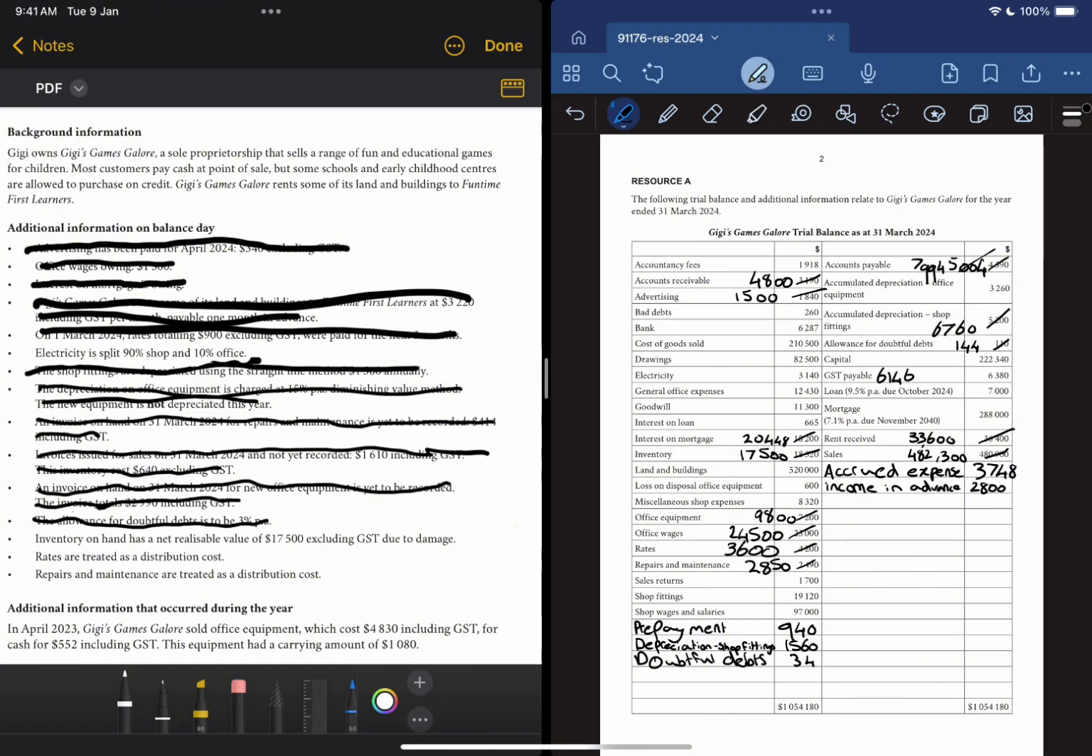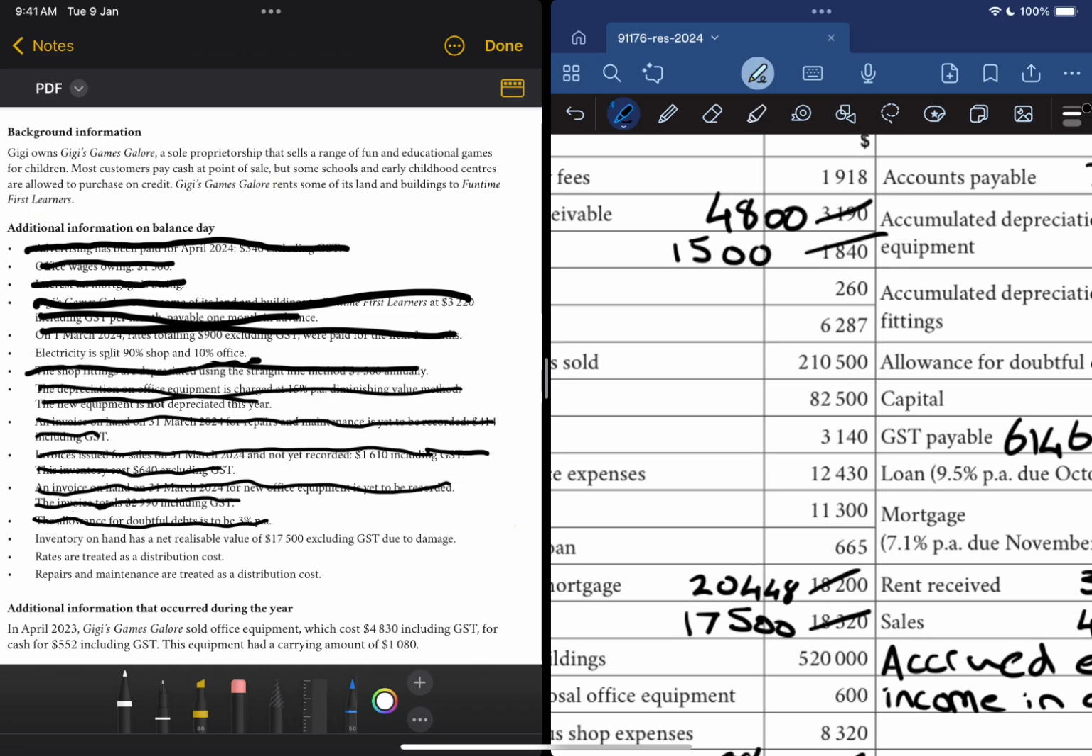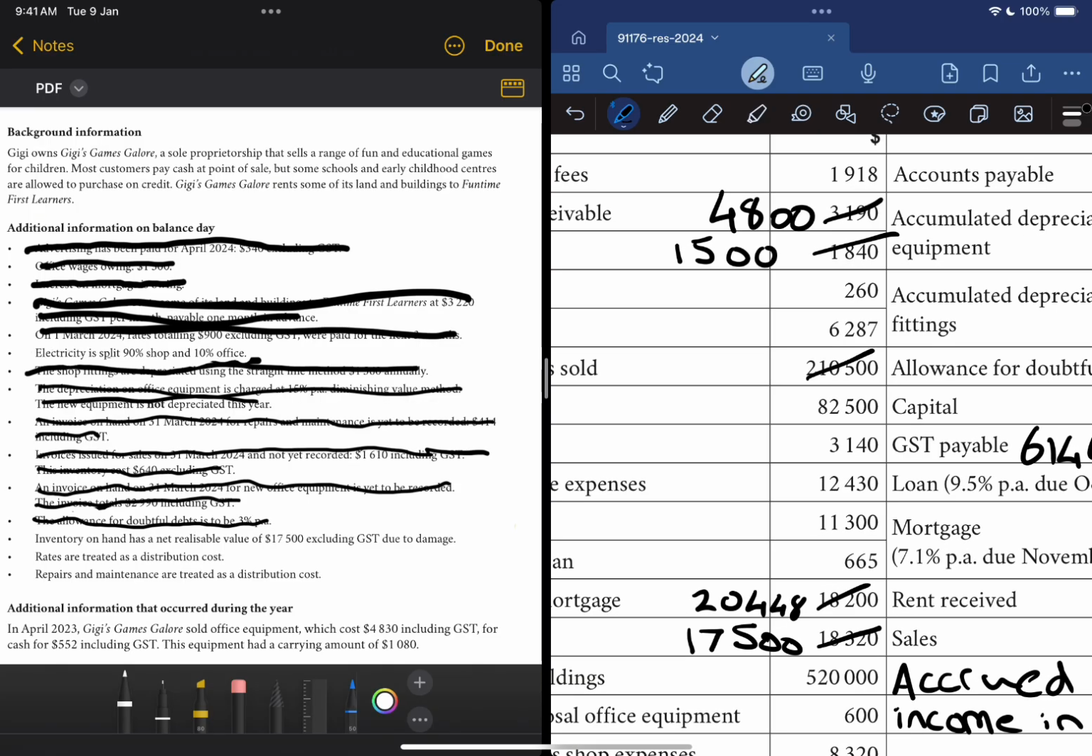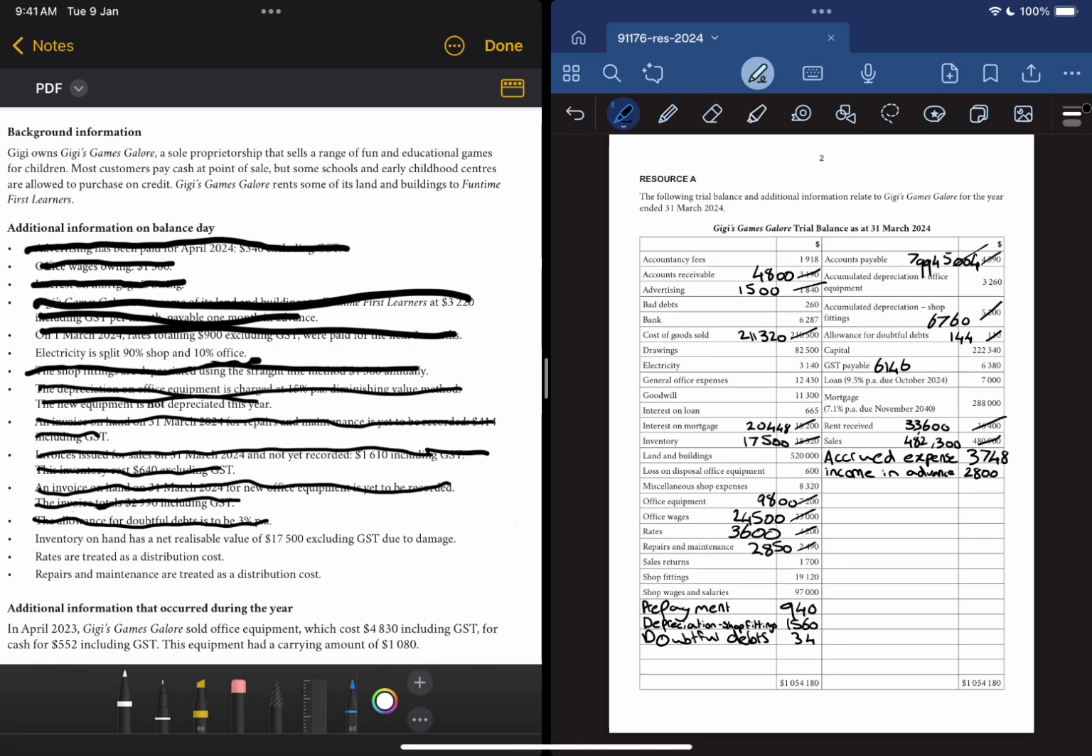So what we want to do is we want to go 210,500 plus the difference between 18,320 and 17,500, which we just worked out was 820, okay? So 210,500 plus 820 is going to give us 211,320, okay? So 211,320. Nice. Okay, so that bullet point is now done.